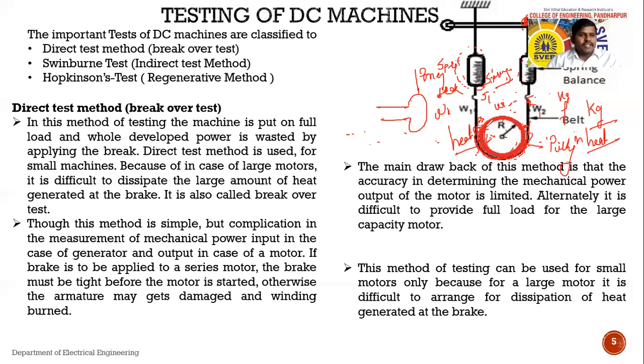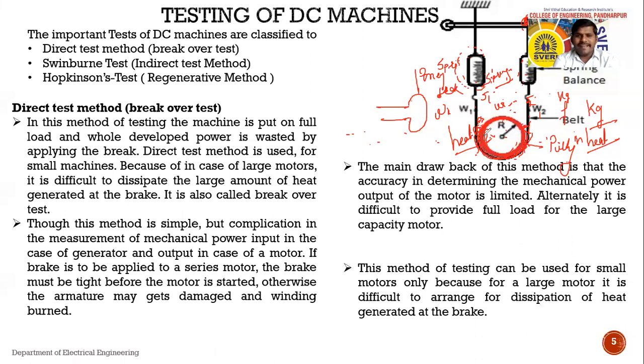Now see, this method is simple, because we are just using one pony brake arrangement. Here the reading can be taken like the spring balance reading, or the weights W1 and W2, and we are just applying a brake by varying this wheel on the pulley. So we are just applying some load, that is mechanical load, on the output of the motor. So there is some friction between the wheel and the belt. Due to that frictional force, some power is dissipated in the form of heat.